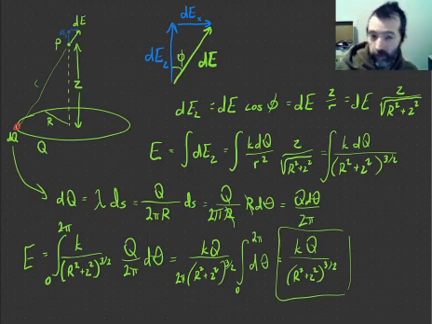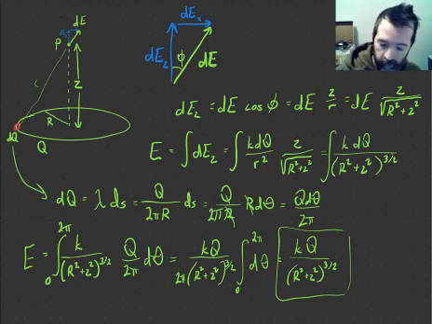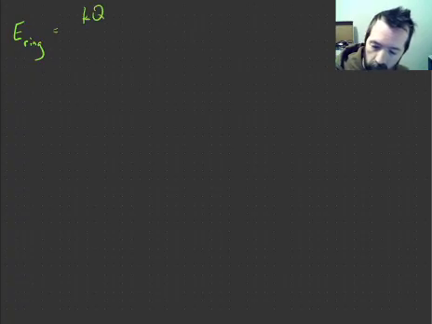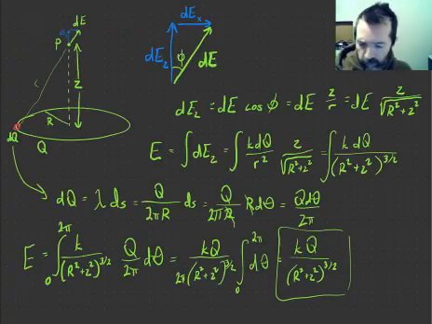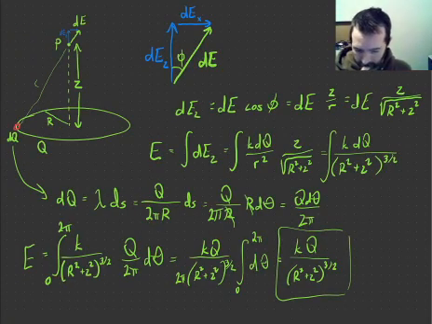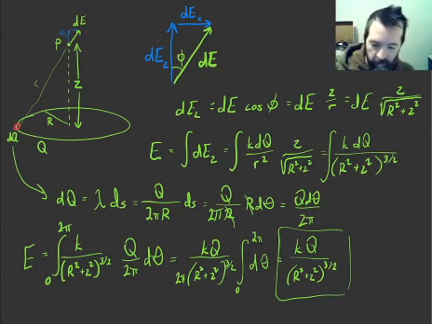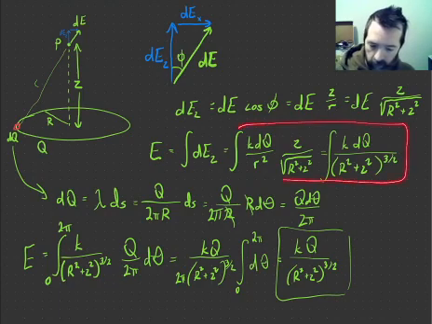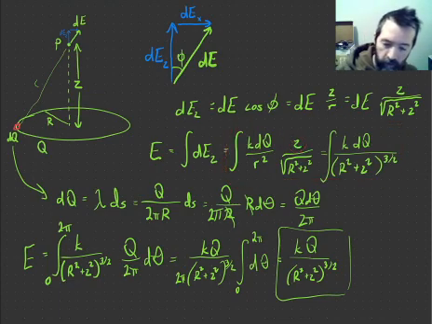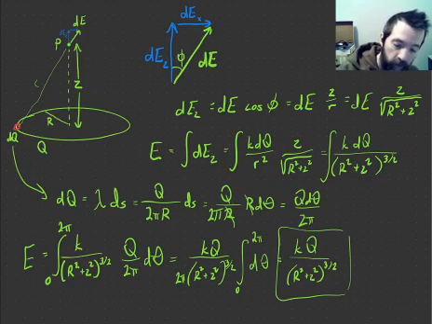Okay, so there's a couple of things I want to do with this result. I'm going to rewrite it. E ring equals kq. Oh, wait a second, I lost my z somewhere. Lost the z in that step there. I had it, and then I didn't write it. So I'm going to fill in all those z's.